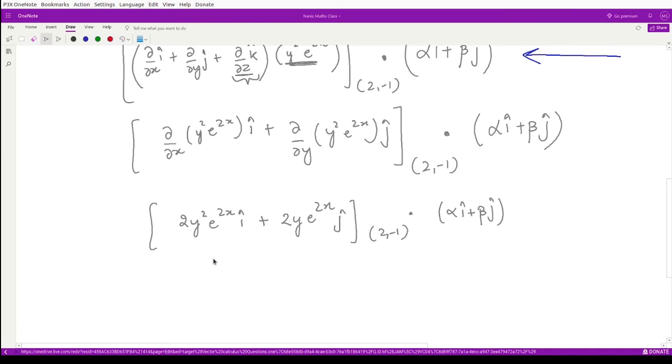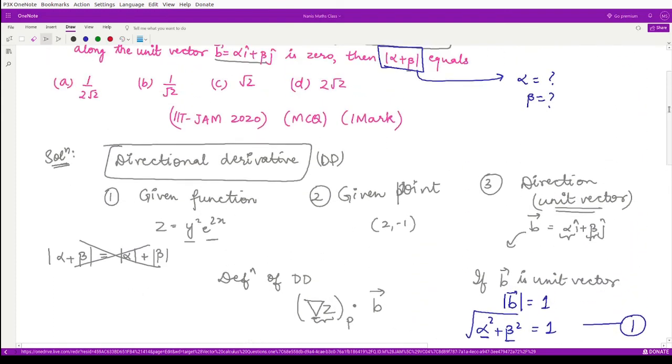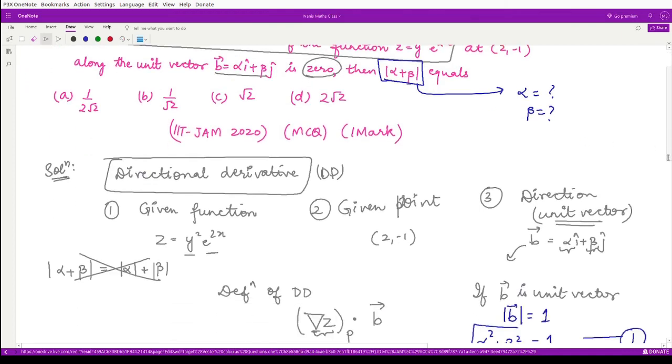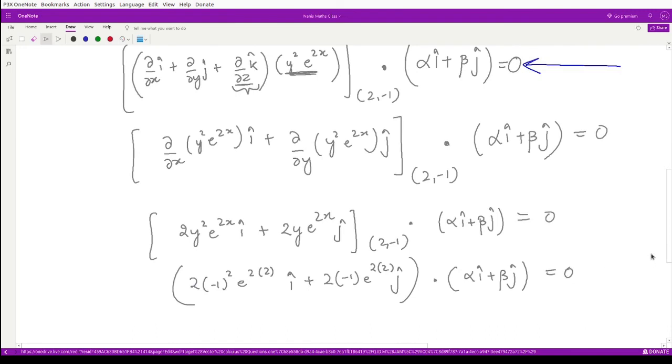So when you substitute into the given vector, in place of y we will write -1, in place of x we will write 2. So we have 2 into (-1) e^(2×2) j cap. You have to take the dot of this vector with alpha i cap plus beta j cap. And in the question, notice that this derivative along this vector is given to be 0. So that means the right hand side of this quantity, the directional derivative, is equal to 0. This is given to you in the question.